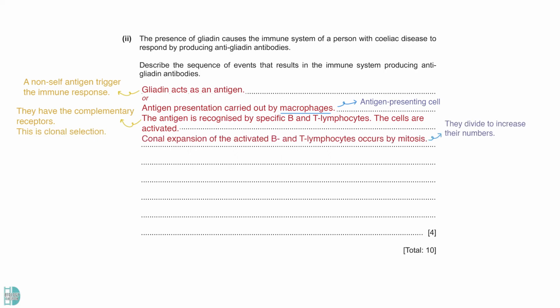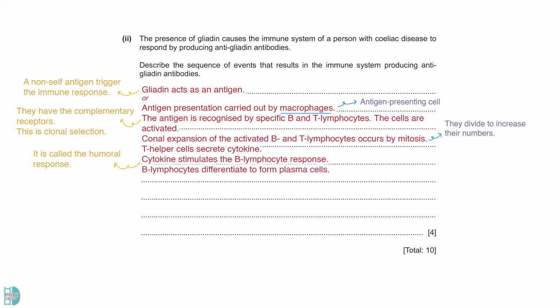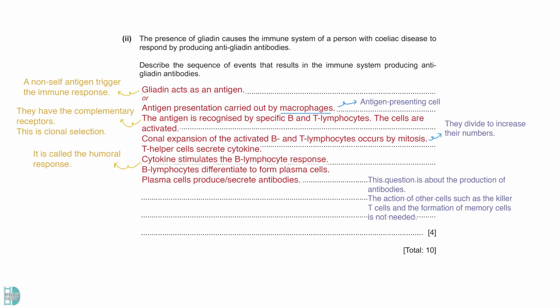Then, they will undergo clonal expansion. The lymphocytes start to divide by mitosis. The activated T helper cells secrete cytokines. Cytokine is a cell signaling molecule which stimulates the B lymphocyte response. You can also call this the humoral response. Some of the B lymphocytes differentiate to form plasma cells and start to produce antibodies. This question is about the production of antibodies, so you do not have to include the actions of other cells such as killer T cells and the formation of memory cells.